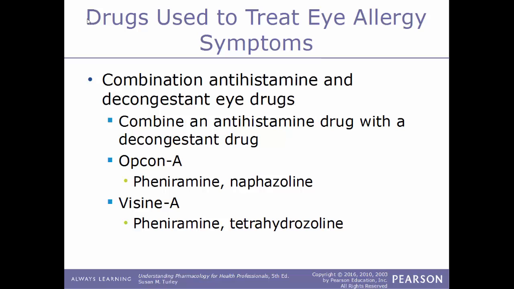Now, it's common to have a combination drug that will include multiple aspects of treatment when it comes to eye allergies. So a common combination is having an antihistamine drug along with a decongestant drug. Some examples of this would be Opcon-A, which is a combination of pheniramine and naphazoline, and also the drug Visine-A, which is a combination of pheniramine and tetrahydrozoline.